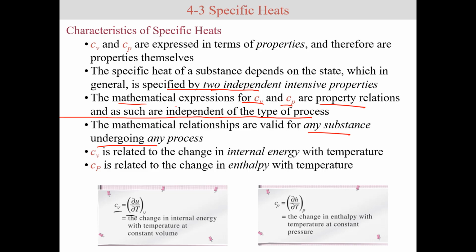So basically, C sub v is related to the change of internal energy with temperature, and C sub p is related to the change in enthalpy with temperature. So here are the definitions. C sub v is equal to du/dT at constant volume, and C sub p is equal to dh/dT at constant pressure.